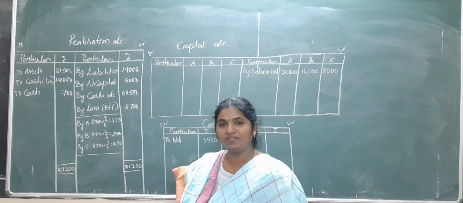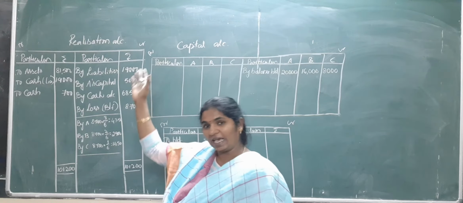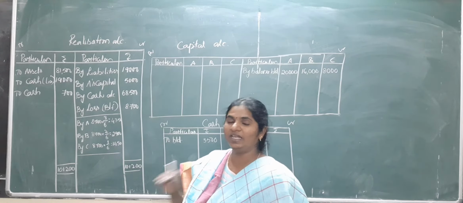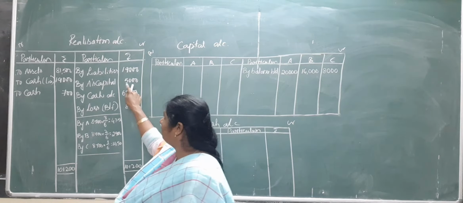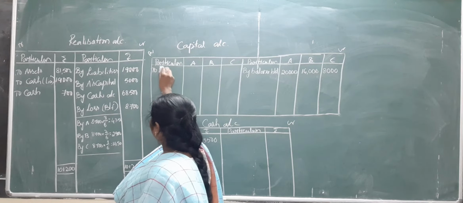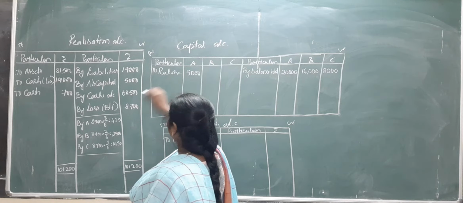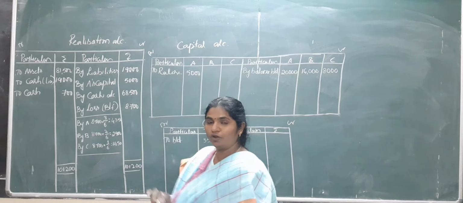Next, the fourth journal entry is that A has taken the life fund. Shall we write the life fund here? You are not supposed to. We have written the journal entry as A's capital account to realization account 5,000. So write in A's capital account as to realization account 5,000. So that corresponding journal entry is closed.